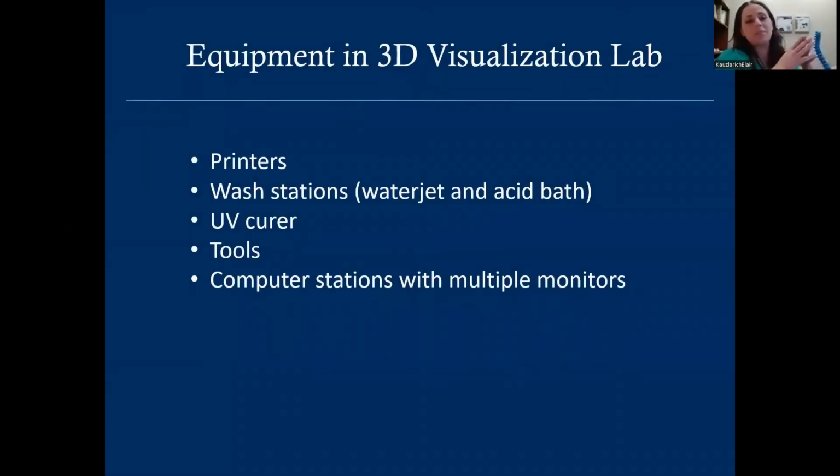So what does a typical 3D visualization lab look like? Well, we're going to have 3D printers, of course. We're going to have some wash stations. We're going to have a UV cure, usually, if we need to make some resins hard. Computer stations with multiple monitors, because a lot of times when you're segmenting on one monitor in your software, you might be referencing back to that image stack that's in your radiology PAC system that you're pulling up and looking at in the hospital and things like that. So you can kind of bounce back and forth and reference several things to make sure you're accurate.